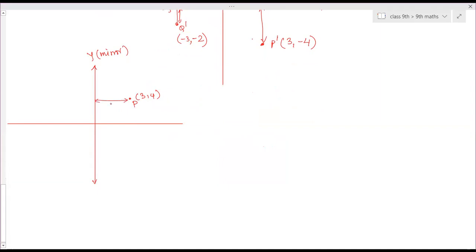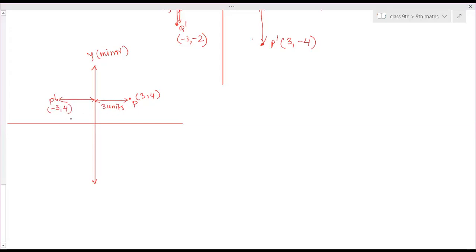This is the distance of the object from the mirror. So how many units is this? 3 units. So that means behind the mirror, you have to go 3 units. So P dash is formed at this position. What are the coordinates then? -3 and +4.